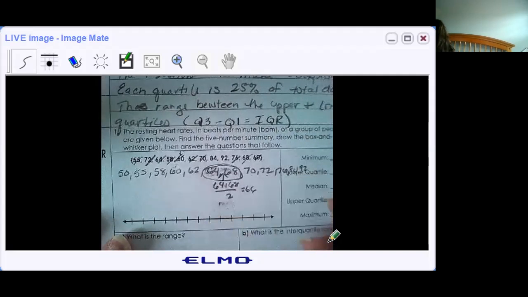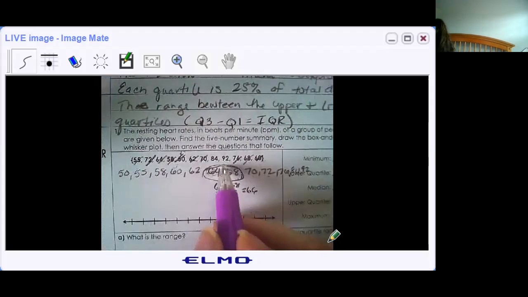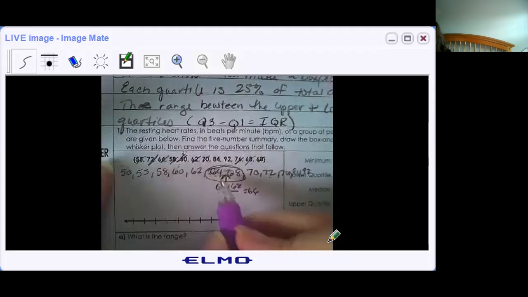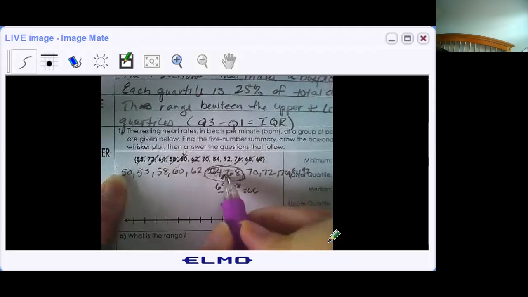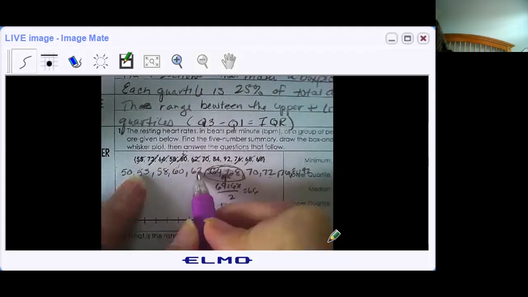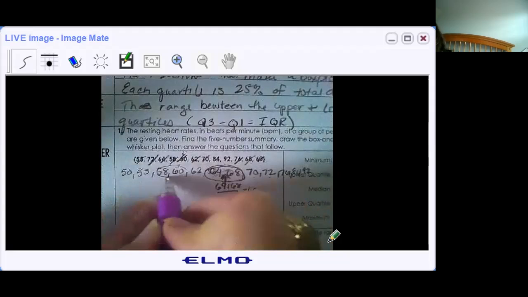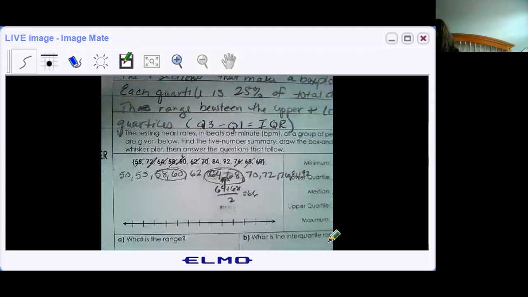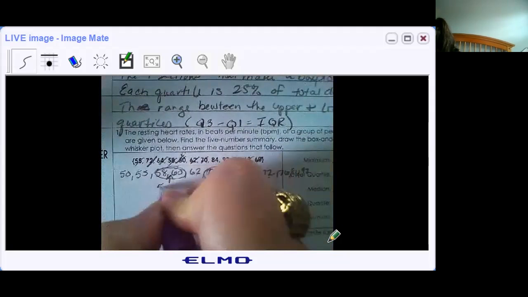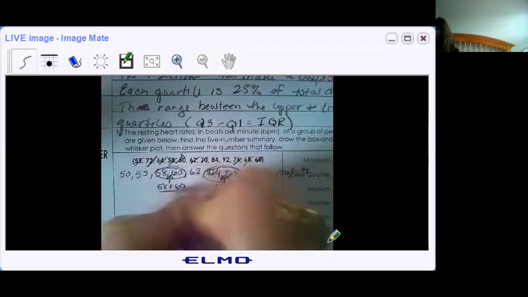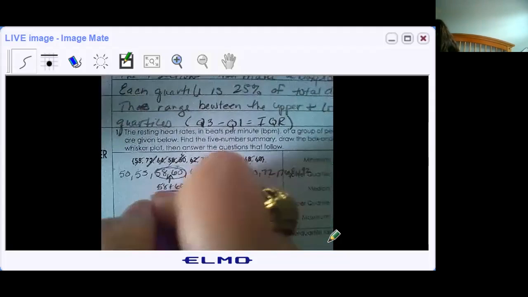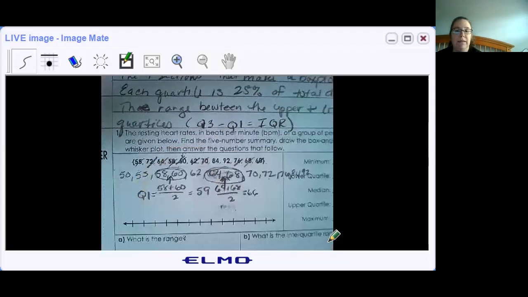Okay, now I'm going to look at my bottom half, and I'm going to find the middle of that. I'm going to start from where I drew my arrow in the exact middle. I'm going to count in 1, 2, 3. Run across the same problem again. I have 2 numbers there. So I'm going to do the same thing again: 58 plus 60 divided by 2, and that gives me 59. Okay, this is my Q1, my lower quartile.